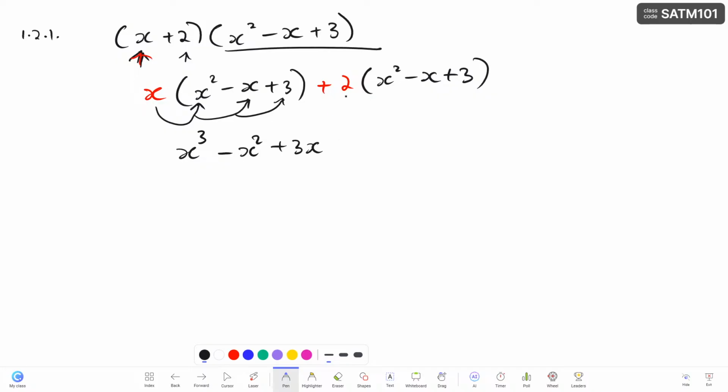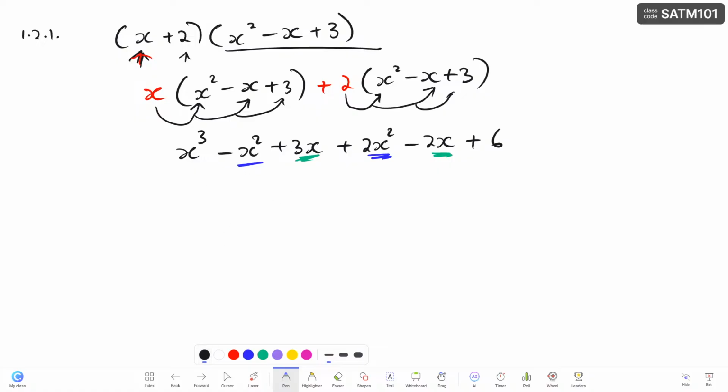Now we go here. I'm going to take this 2 and multiply with x squared, which gives us positive 2x squared. Then 2 times negative x gives us negative 2x. Then 2 times positive 3 gives us positive 6. Then we need to take the common factors. If we check this one and this one, they are common factors, and this one and this one, they are also common factors.